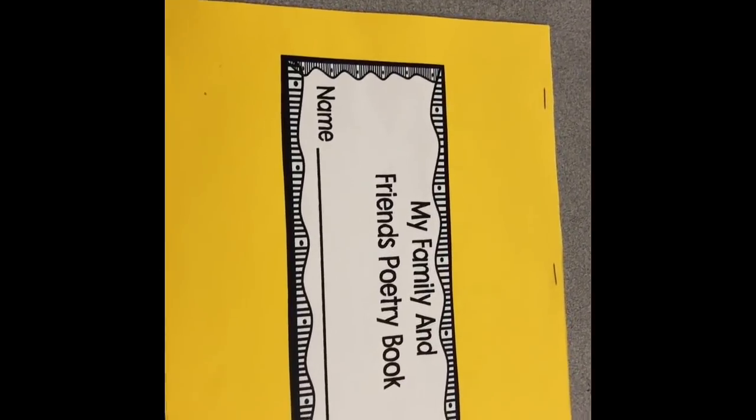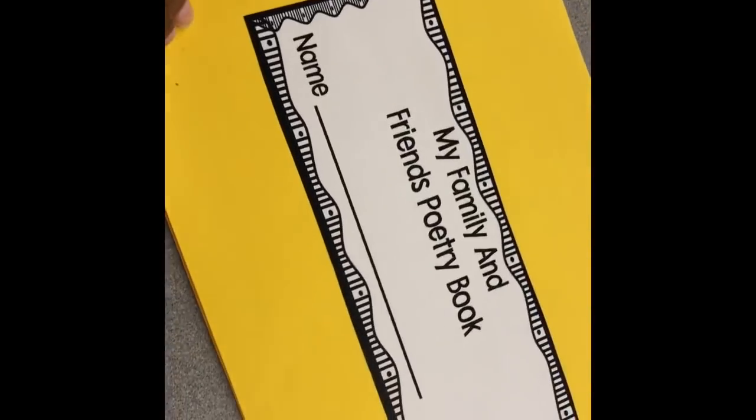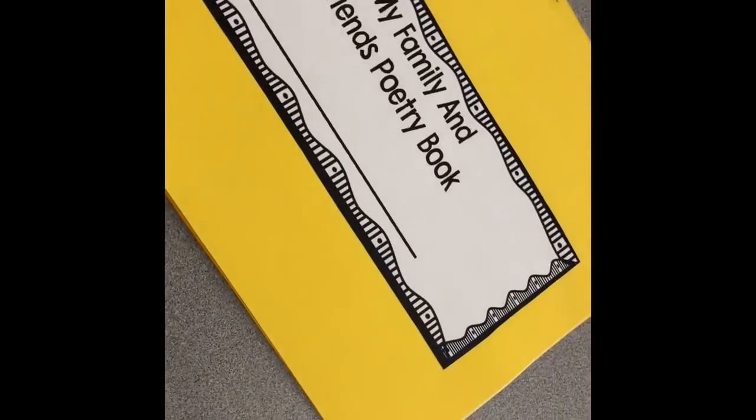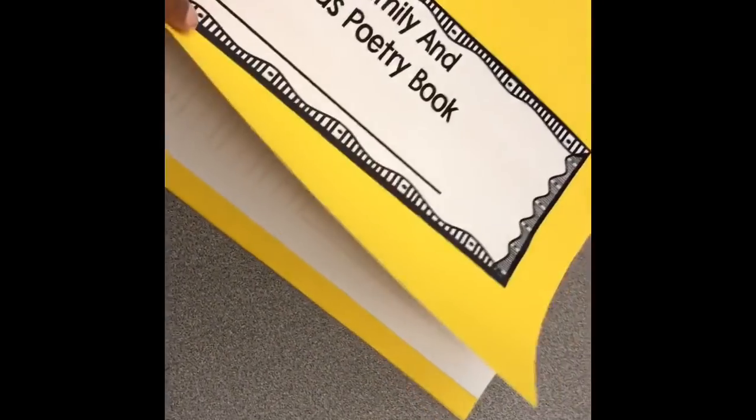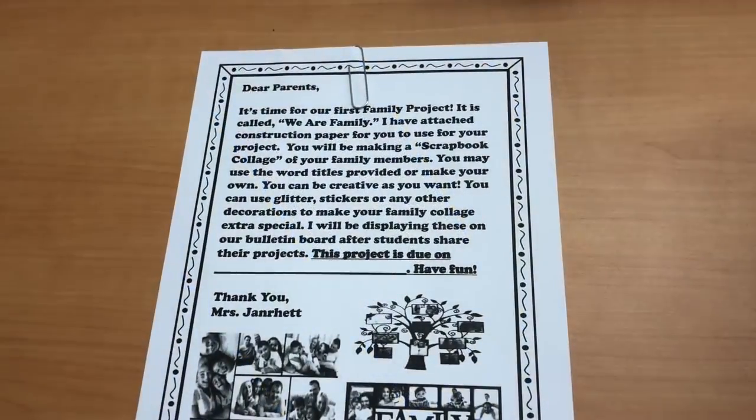And to go with our unit, I made a family and friends poetry book. So it's filled with not only poems, but it also has paper where the students can write. So after we read the poem, when we go over it, they're going to write about it and draw their picture. And I really like this paper because it has a little rubric at the bottom for them. So we will be working on this throughout the week as well.